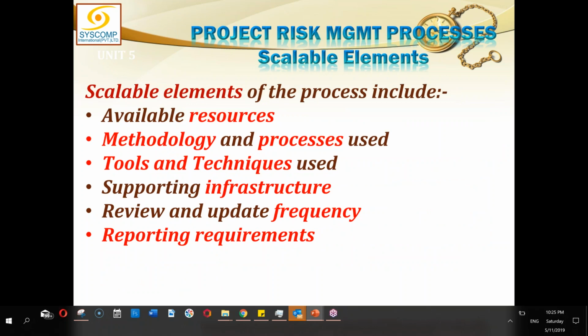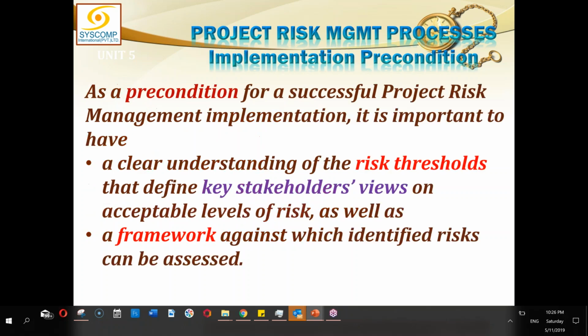Talking about scalability, scalable elements of the process include available resources, which can be scaled up and down, methodology and processes, tools and techniques, supporting infrastructure, review and update frequency, and reporting requirements. So these things can be scaled up or down. We can include risk methodologies and certain processes to deal with the risk better. We have better tools and techniques, and supporting infrastructure to deal with the risk. You can have the review and updating frequency and reporting requirements. So these are all the scalable elements within a risk management process.